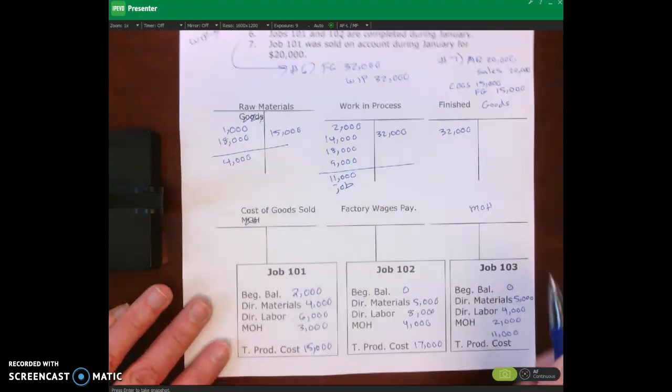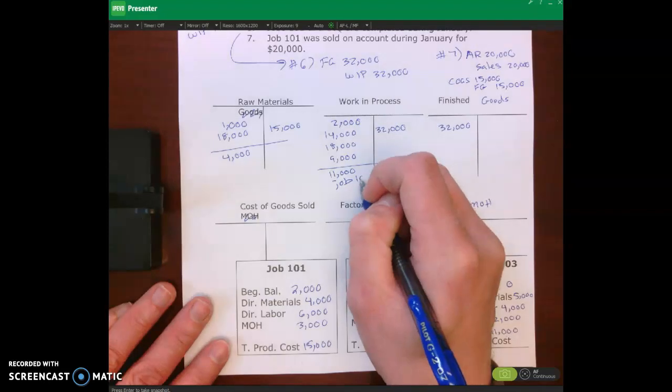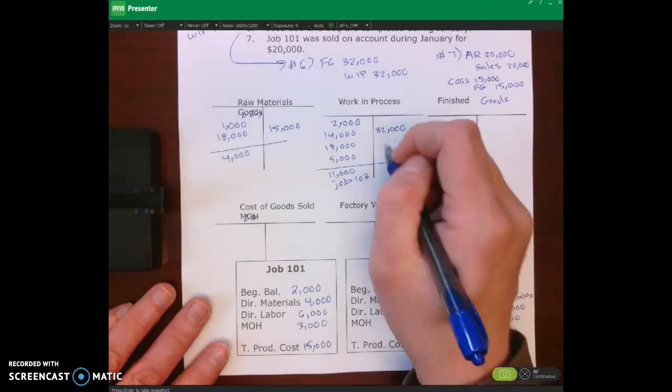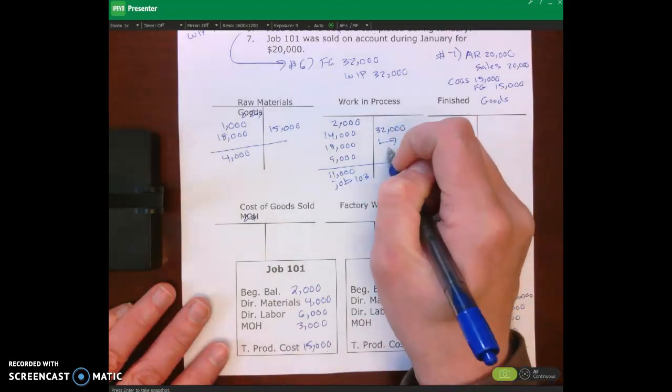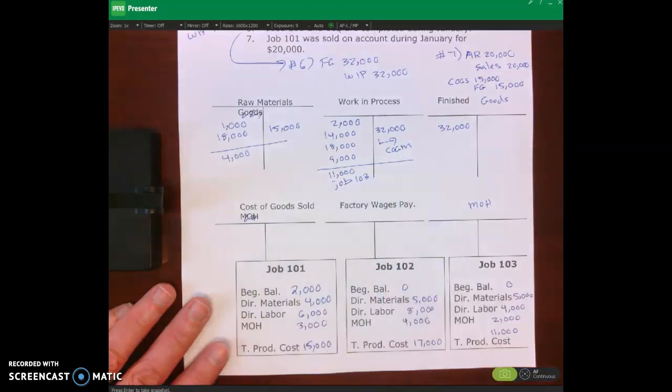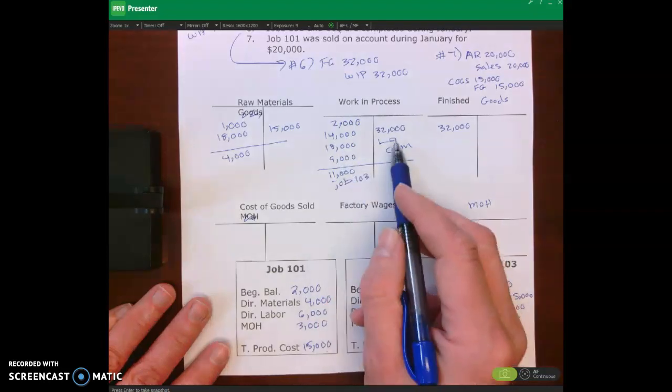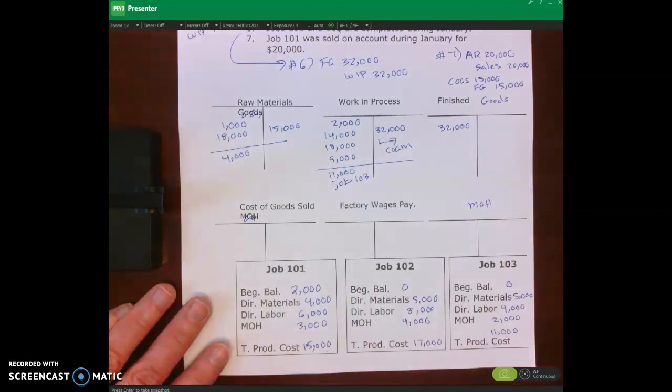And then look, that is job 103. Why is that? We weren't told that job 103 was completed. We were not told that. And by the way, this is cost of goods manufactured. That is COGM, cost of goods manufactured. Beginning WIP plus additional costs minus ending WIP gives me my cost of goods manufactured.